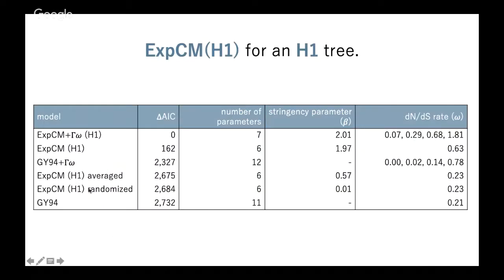So here they are. Both the ExpCM average and the ExpCM randomized perform worse than the GY94 model with this gamma distributed omega. And specifically, you can see that both of the beta values are fit to be less than 1. So we'd interpret this as selection in nature preferring different amino acids than selection in lab. And in fact, if you look at this randomized model, the beta parameter is fit to be basically 0. And so you would get out flat preferences from this model, and it has basically collapsed down to being the same as this GY94 model.